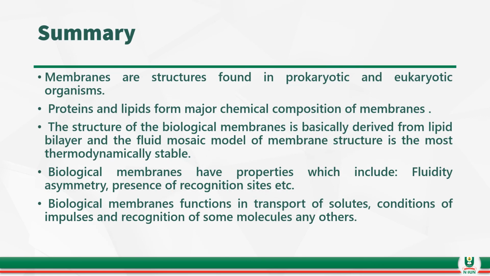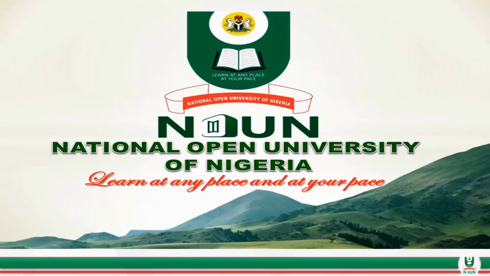So, in summary, we have looked at structures of membrane. We have looked at components and chemical composition of membrane. We have looked at the lipid bilayer and the mosaic model of membrane as the most thermodynamically stable. We have looked at the properties of membrane and finally the functions of membrane. Good. Thank you for listening.